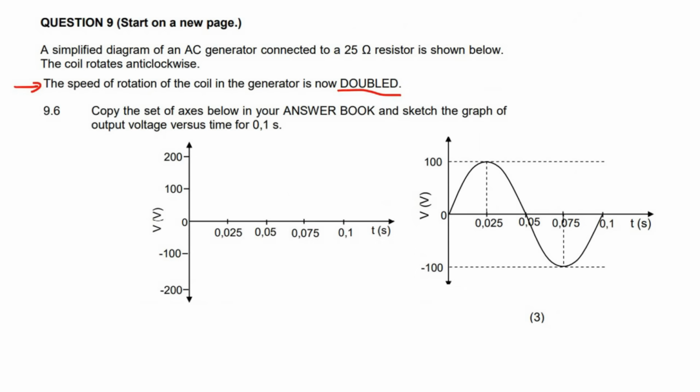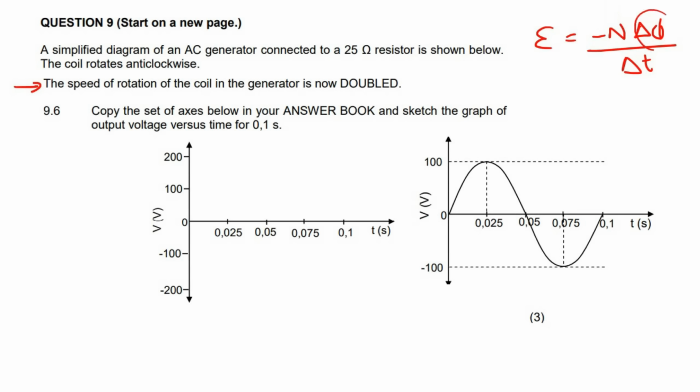Okay, so what they then want us to do is to redraw this graph, which is the one we had from the previous part, and they want us to see what that graph will now look like, because they are now spinning it twice as fast. So we need to go back to Faraday's law, which is this one here, and what we need to understand is that we're not changing the number of turns, and we're not changing the magnetic flux.